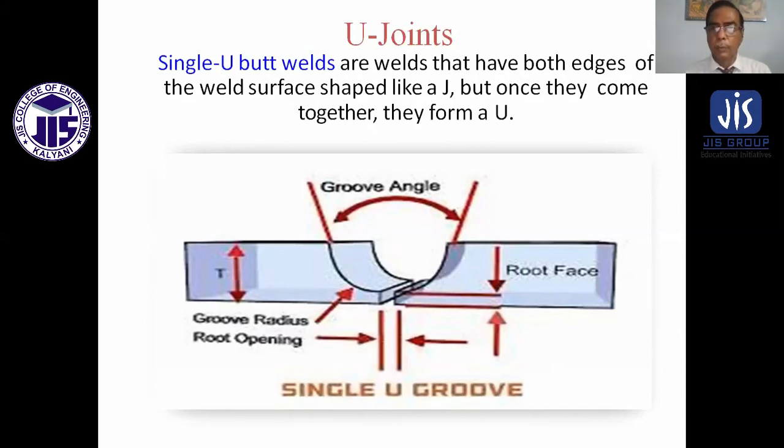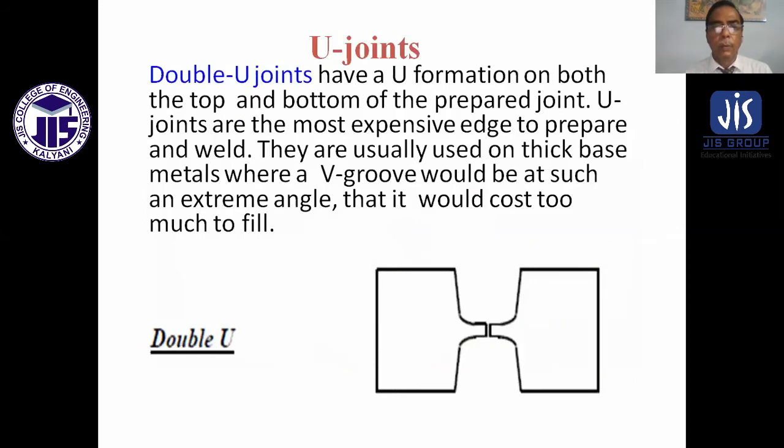These are U joints. Double U joints have a U formation on both the top and bottom of the prepared joint. U joints are the most expensive edge to prepare and weld. They are usually used on thick base metals where a V groove would be at such an extreme angle that it would cost too much to fill.